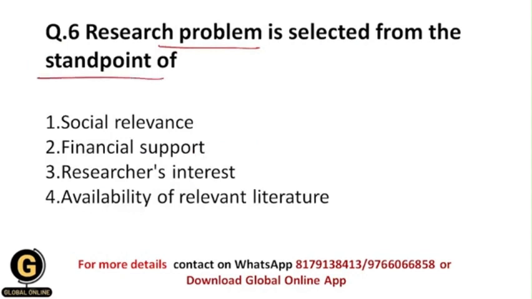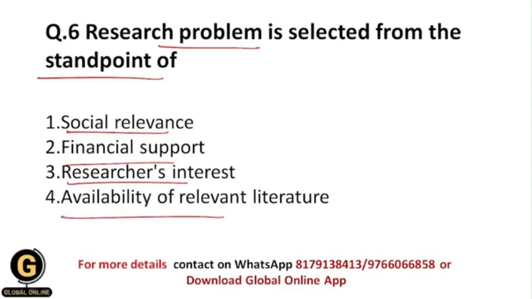Okay, research problem is selected from the standpoint of. So from whose standpoint should we select the research problem? So first is social relevance. Social relevance means whatever problems there are within the society. So through the standpoint of those problems in the society, we should select the research problem, or through the financial support, or through the researchers' interest, or availability of relevant literature.